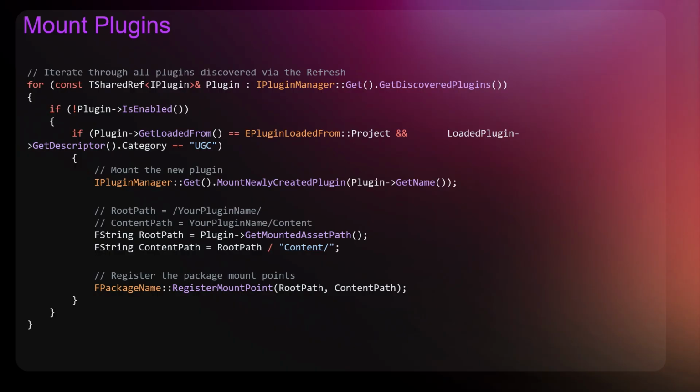We want to set up our mount paths using FPackageName RegisterMountPoint. So those two paths that we get are the root path, which would just be /your plugin name, in this case /chickenblade, and then /chickenblade/content. And this is basically going to be the virtual file paths that Unreal's file system will use for all the content.